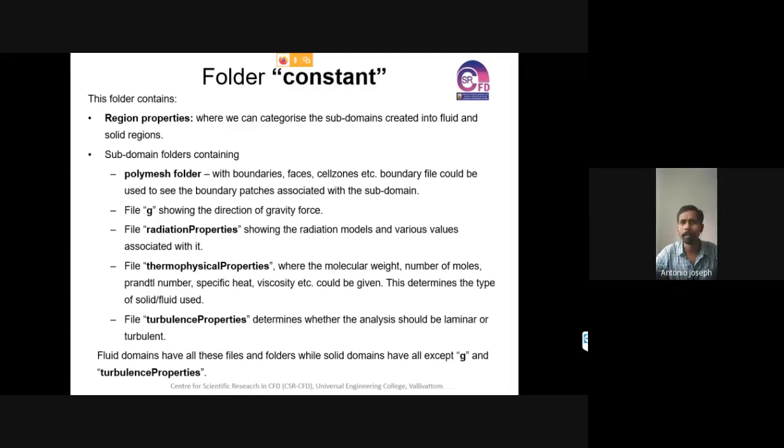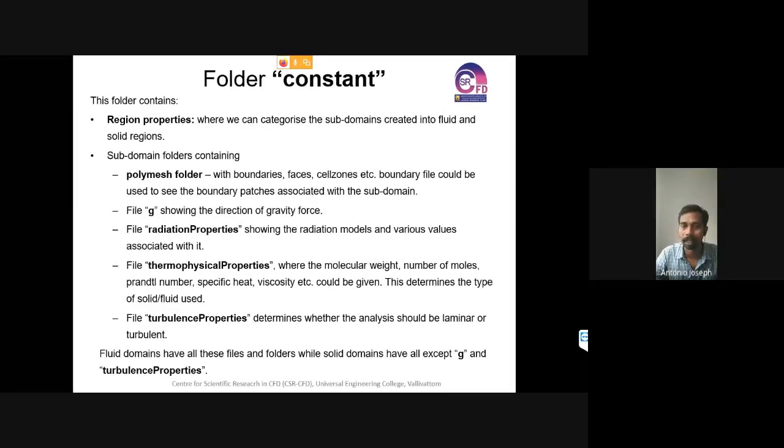Now, we will be having another file for providing the radiation properties. In our case, we are not providing radiation. If radiative heat transfer is occurring, we need to give the parameters in that file. Then there are the thermophysical properties. What are the thermophysical properties? That's like specific heat, the Prandtl number, viscosity, etc., which will change with the temperature. So we need to specify those properties.